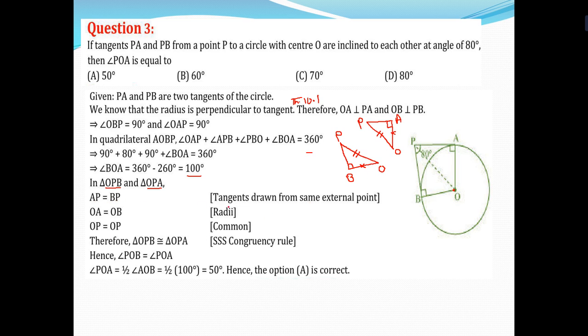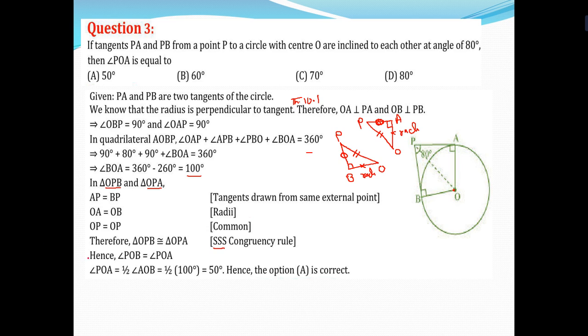AP is equal to PB, tangents drawn from an external point. AP is equal to BP here. And OA is equal to OB, radii. Here it is radii, here it is also radii. And OP is common between them. So by SSS theorem, the two triangles are congruent.